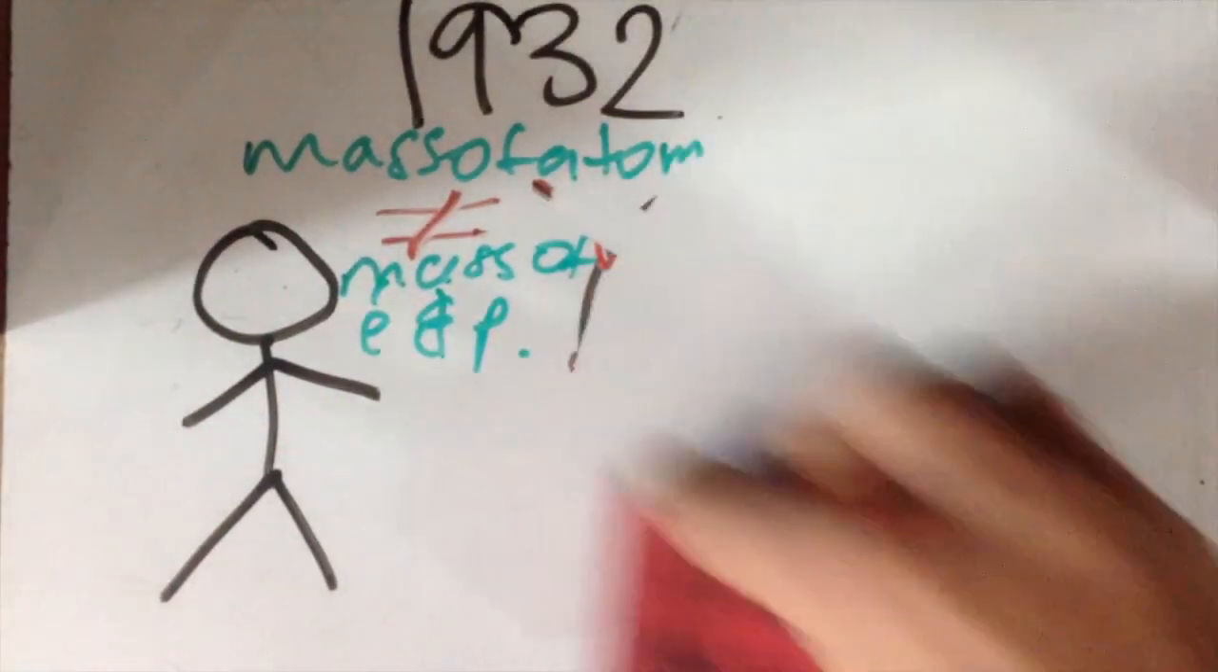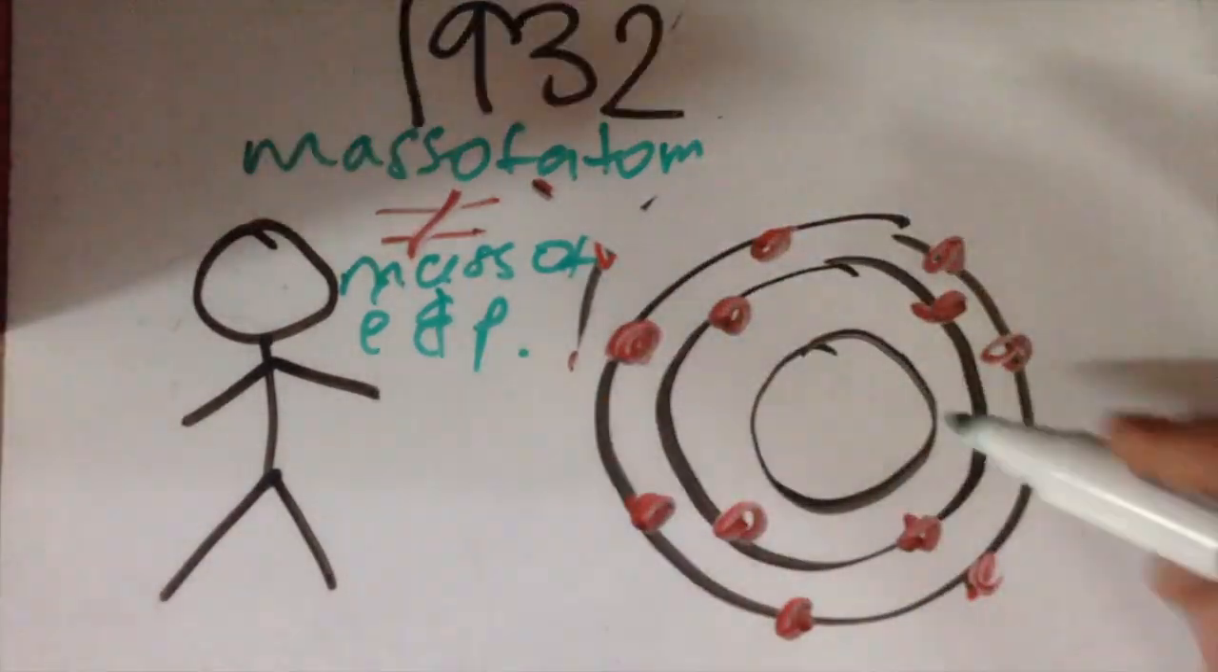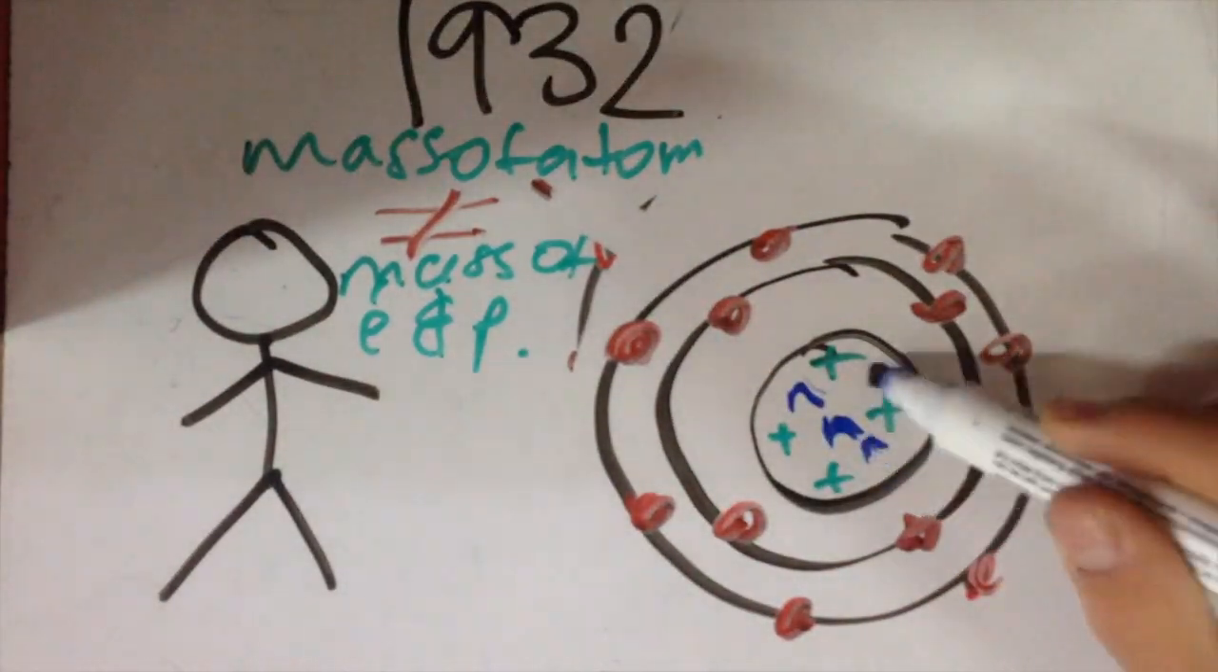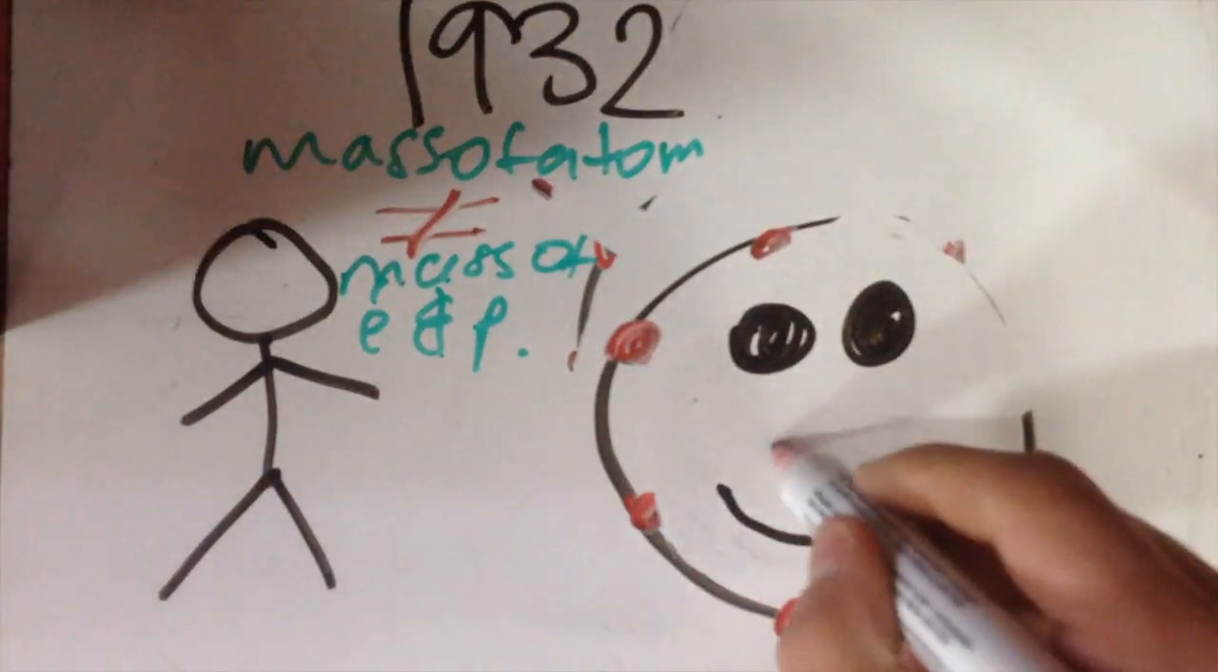So by experimentation, he concluded that there were neutral forces called neutrons. They held the protons together, all happily ever after inside the nucleus.